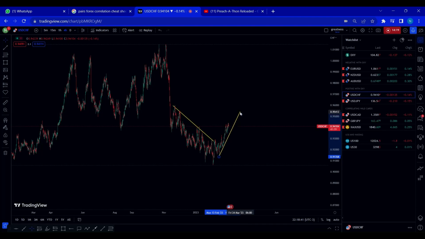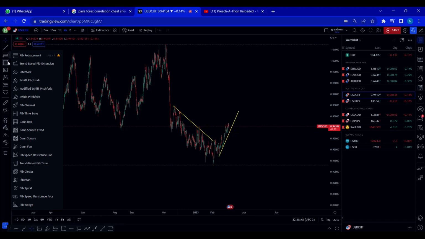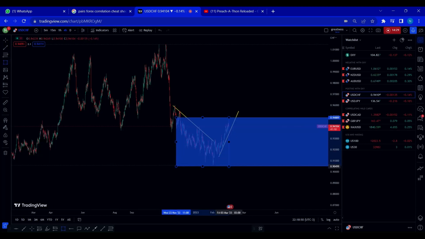Right? And we can aim for that zone. This is an uptrend where we're aiming for. But this market looks ugly, guys. This is a choppy market over here.